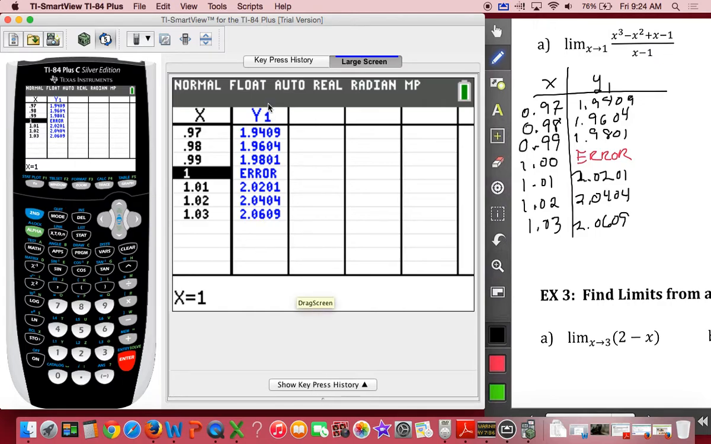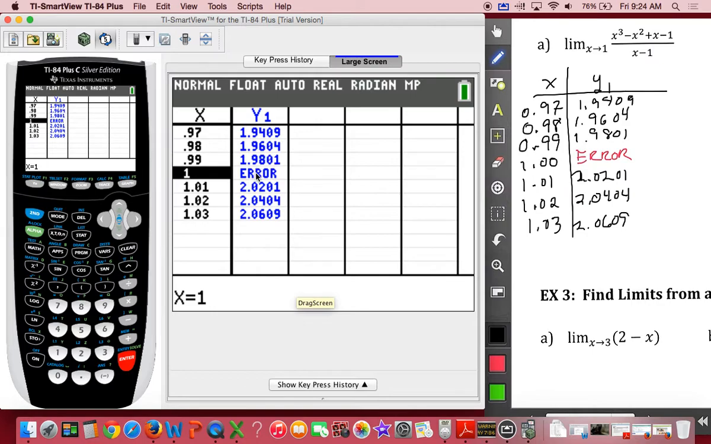So what do you notice as you go from top down? What's happening from the numbers from top down? Are they getting bigger or smaller? You can always ignore the numbers that are the same. Look at just the 409, 604, 801. Bigger or smaller? They're getting bigger. And they're getting bigger and approaching what number? 2. 2, right? Because 1.98 is really close to 2.